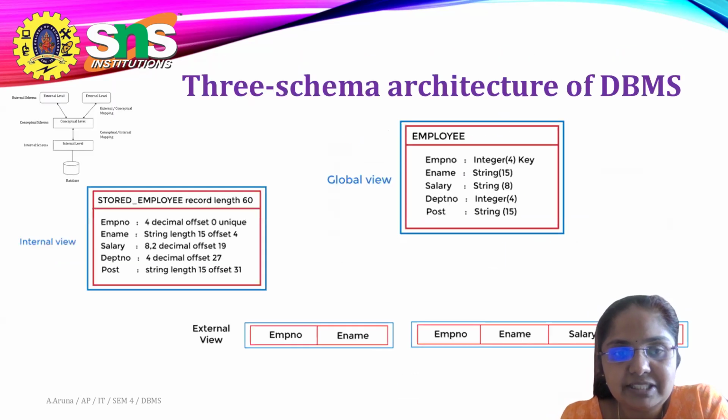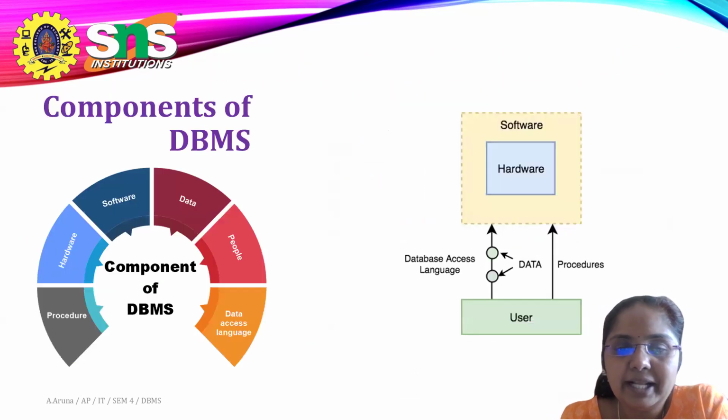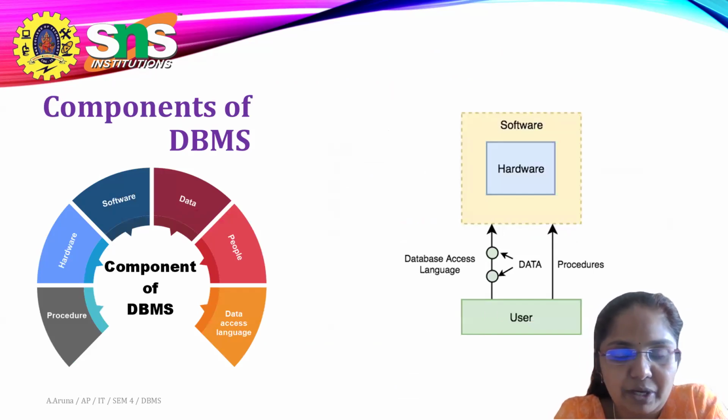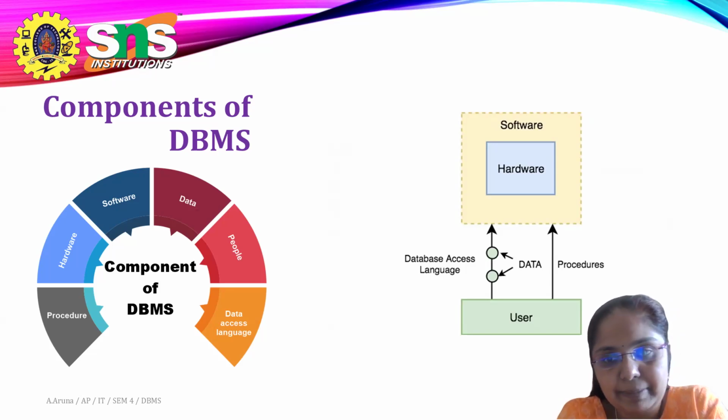So this we have already discussed. What are the components? There are several components present: procedure, hardware, software, data, people, and data access language. These are the various components present in the database management system. The major component is the user. The user is going to interact with the database through the software or hardware.